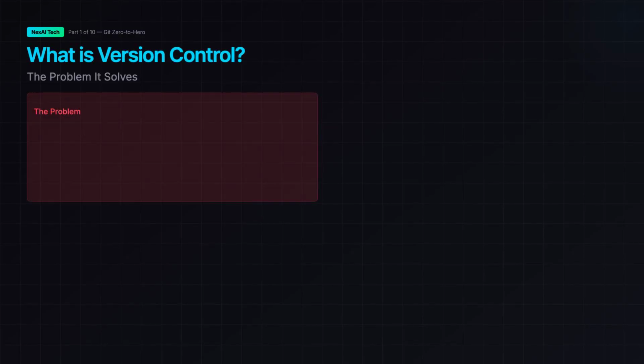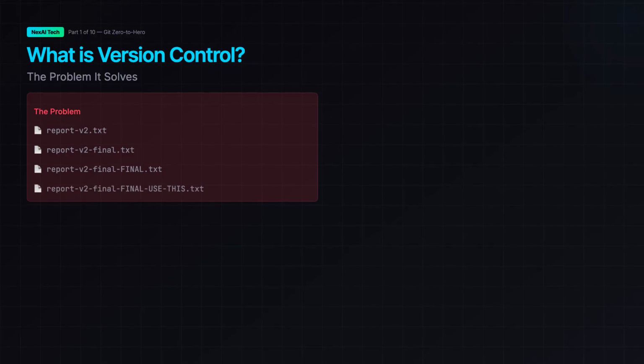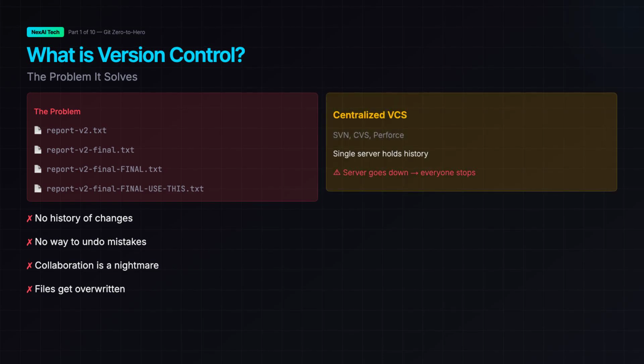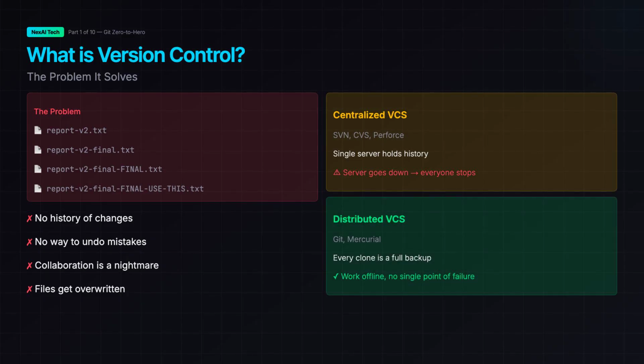What is version control? Imagine saving files like report v2 final text. We've all been there. Version control systems track every change, let you undo mistakes, and make collaboration possible. There are two types: centralized, like SVN, where one server holds all the history, and distributed, like Git, where every developer has a complete copy. If the server goes down with centralized VCS, everyone stops working. With distributed VCS, you keep going.